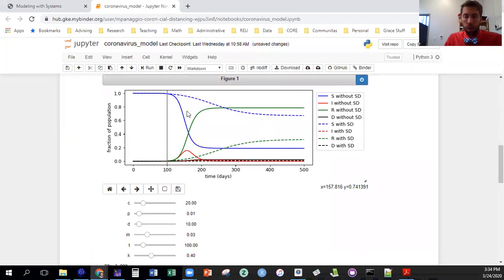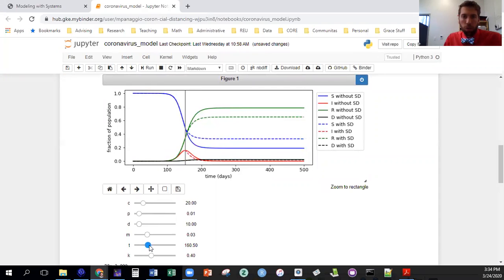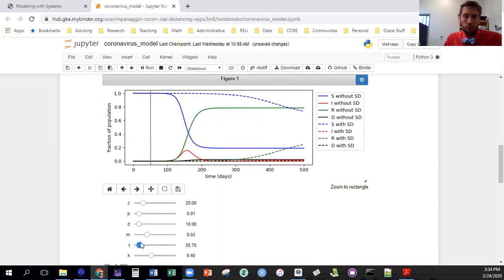What he's doing is the solid lines are the numbers if there's no social distancing, and the dotted lines are the numbers if there is social distancing. Here, time is what time the social distancing occurs. Does it happen really early in the model, or does it happen really late in the model? You can see it happens really early.